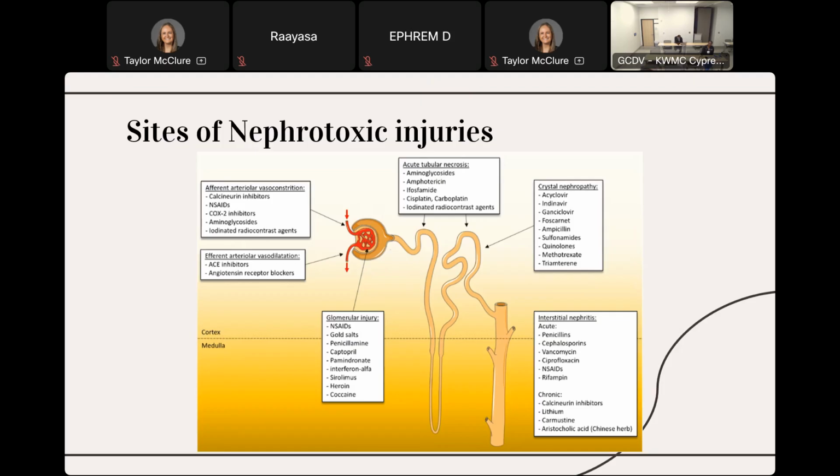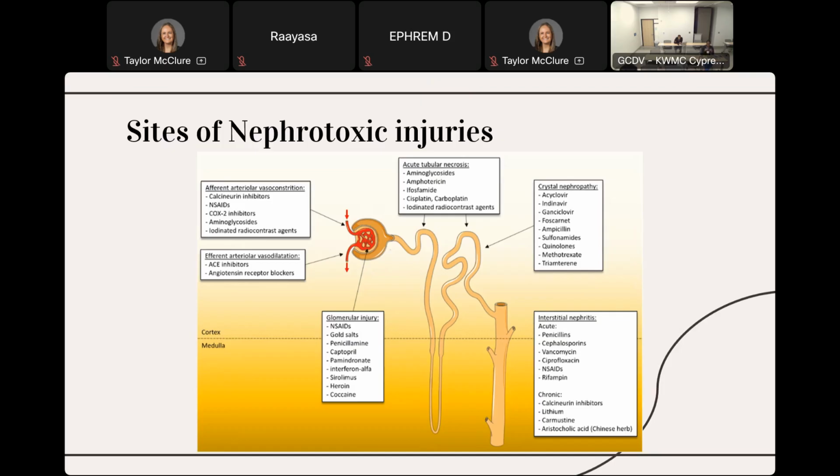But there are, of course, different materials that can affect the glomerulus, like NSAIDs, penicillamine, they can directly cause glomerular injury and cause AKI. There are medications that will affect proximal tubule and distal tubule and can cause ATN, like aminoglycosides, amphotericin, ifosfamide, cisplatin, and radiocontrast. A lot of materials will cause crystalline nephropathy. For example, acyclovir, ampicillin, sulfonamides, and methotrexate are known for crystal nephropathy if the urine is very concentrated with these drugs.